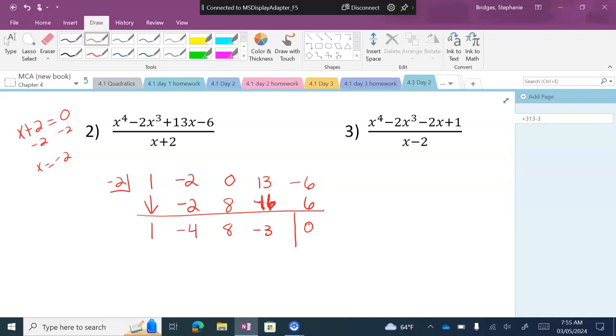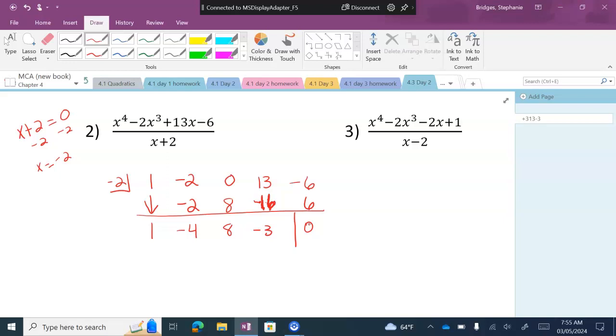Multiply, add, multiply, add. You multiply the number below the line with the number in the box. Okay. And then you put it under the next number. Then you add the two numbers above the line and put it below. And then you repeat, multiply, add. Makes sense? All right. Now we've got to figure out how to write our answer.